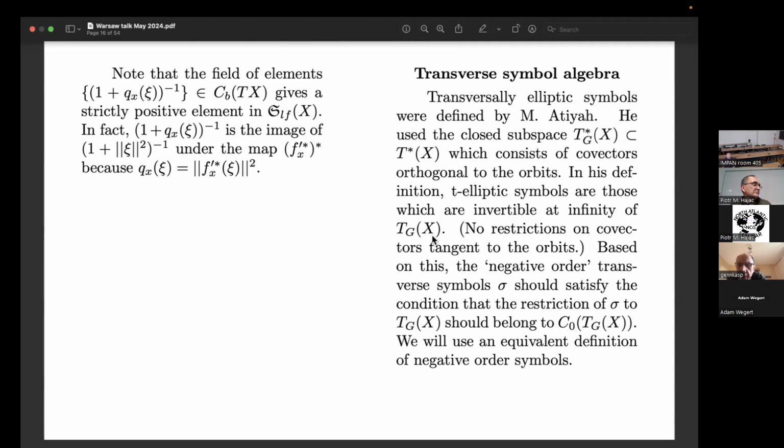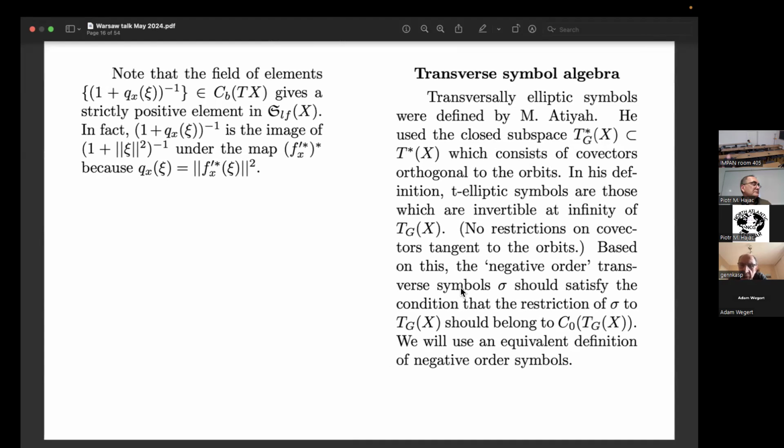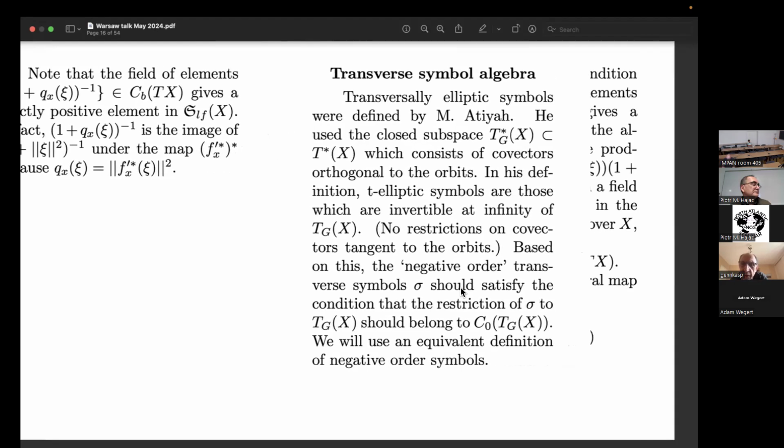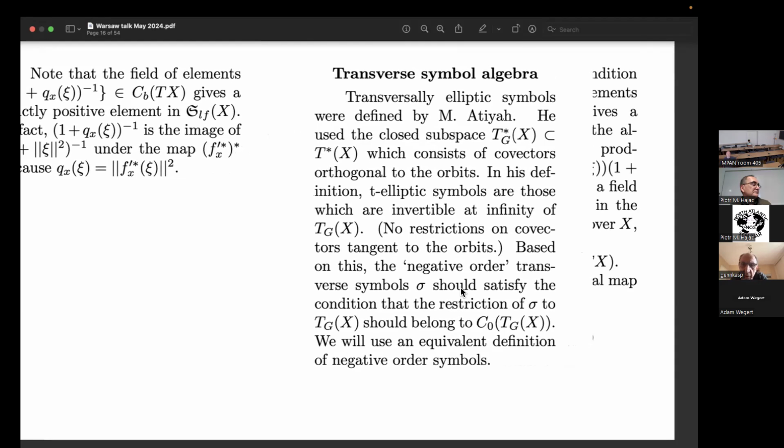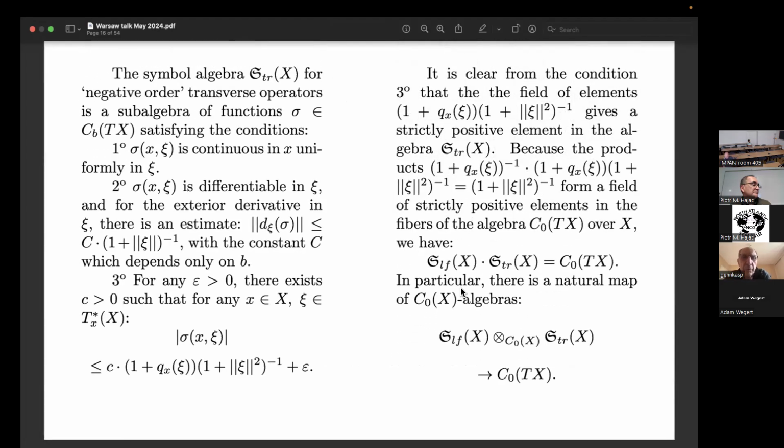So this in a certain sense distinguishes the negative order symbols, transverse symbols. They should satisfy the condition that the restriction to Tg of x should belong to C0 of Tg of x. C0 means vanishing at infinity. But I will use a different definition, which is equivalent. The equivalence was proved in my paper of 2016 in the Noncommutative Geometry Journal. So I will use the following definition.